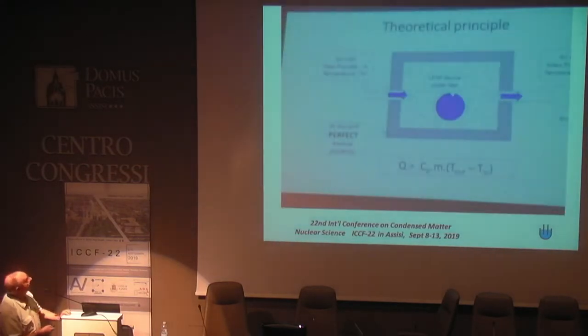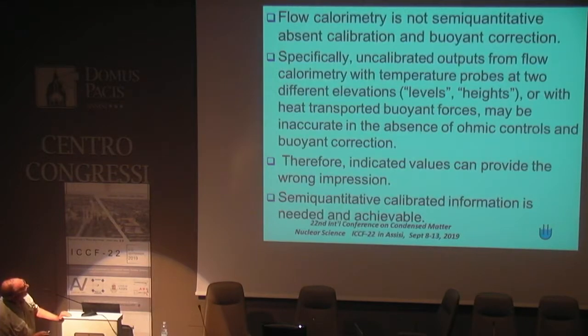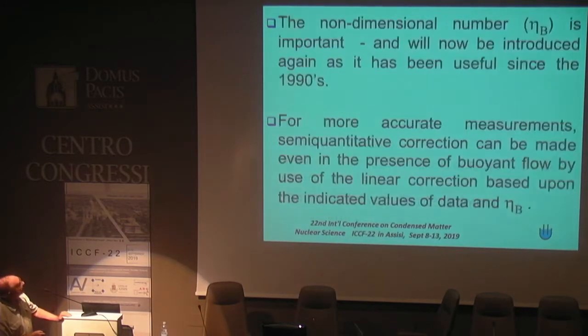Now, I'm going to start where Jacques left off. Jacques pointed out on Tuesday that you must have the temperature measurements in a flow calorimeter at the same height. If they're not at the same height and you have heat, you get rising of the flow. Flow calorimetry is not semi-quantitative absent OHMIC control and buoyancy correction. And I'm going to show you how to correct it.